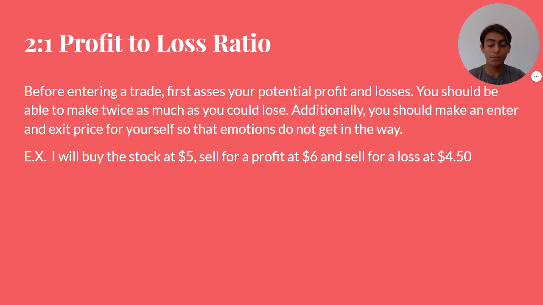For example, I will buy a stock at $5, sell for a profit at $6, or sell for a loss at $4.50. In doing this, I did the 2-to-1 profit to loss ratio, and I made it so that emotions would not get in the way of the trade by making mandatory places where I have to buy and sell.